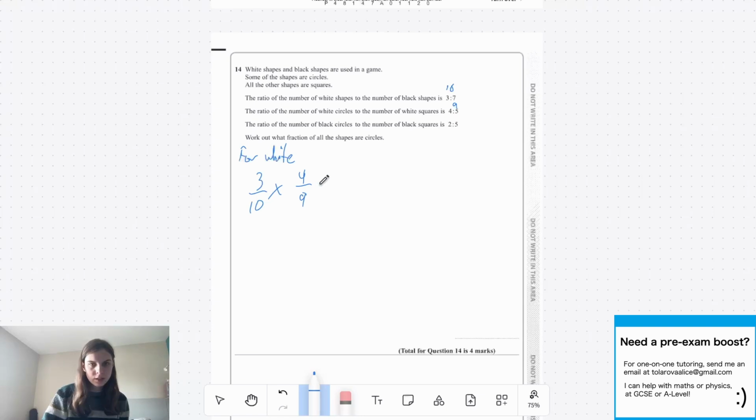4 over 9 times 3 over 10 is equal to 12 over 90, which we can simplify a little bit, 4 over 30. Okay? And we can simplify that further, actually, to 2 over 15. There we go. And now for black, we will want 7 over 10. That's our proportion of the total number of stuff. And then the proportion of circles is 2 over 7. The 7s will cancel, so it's just going to be 2 over 10.